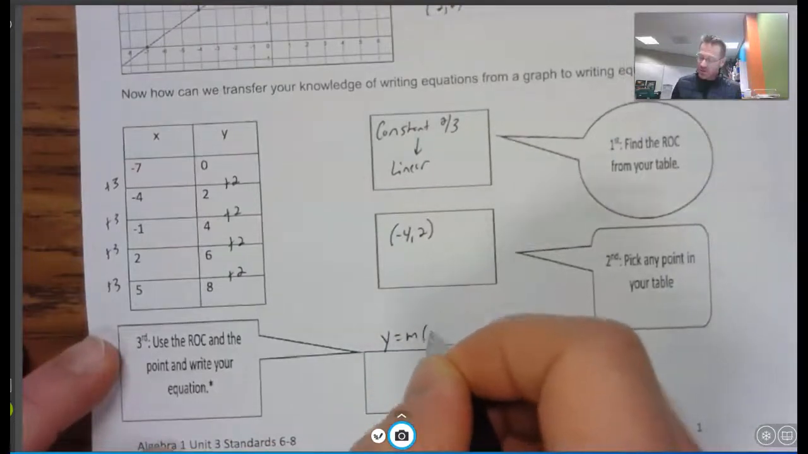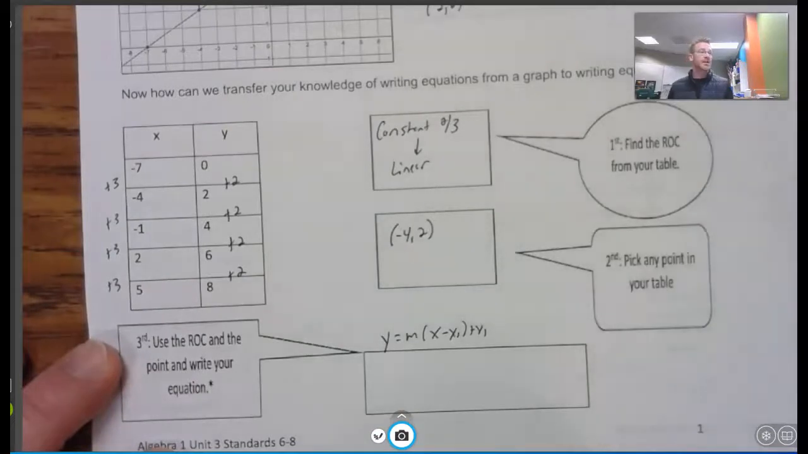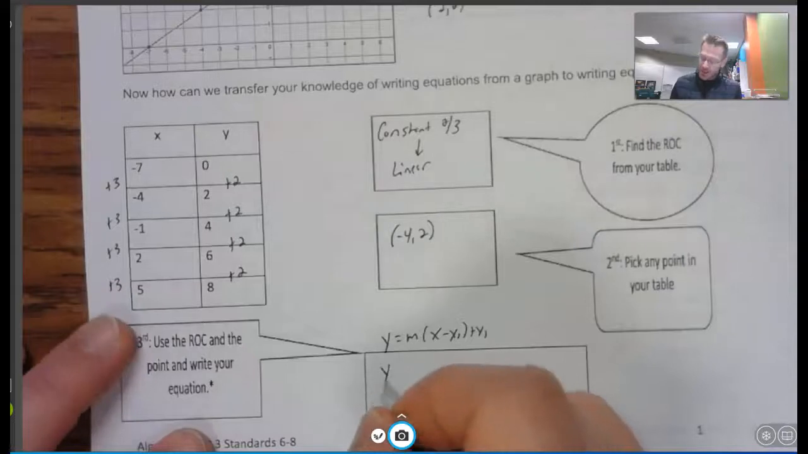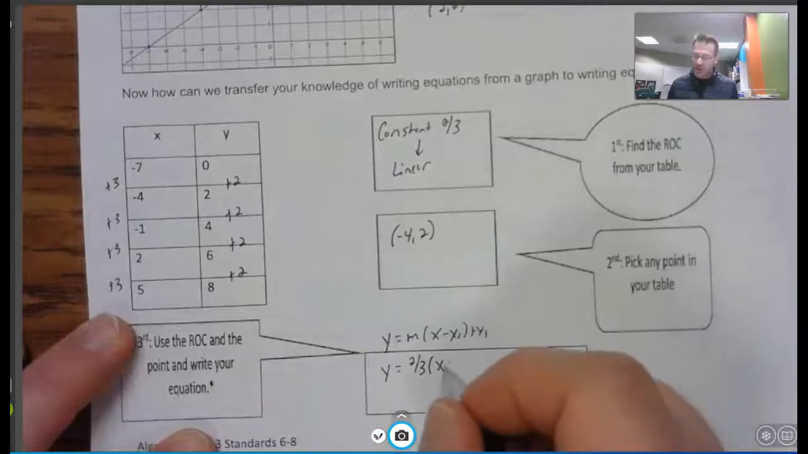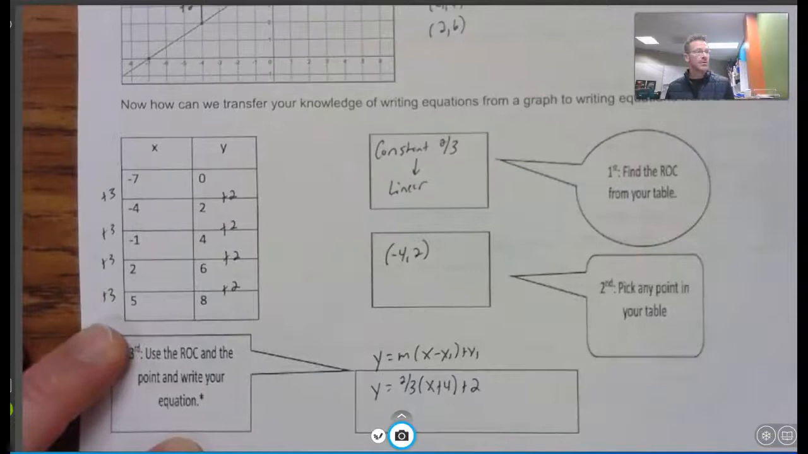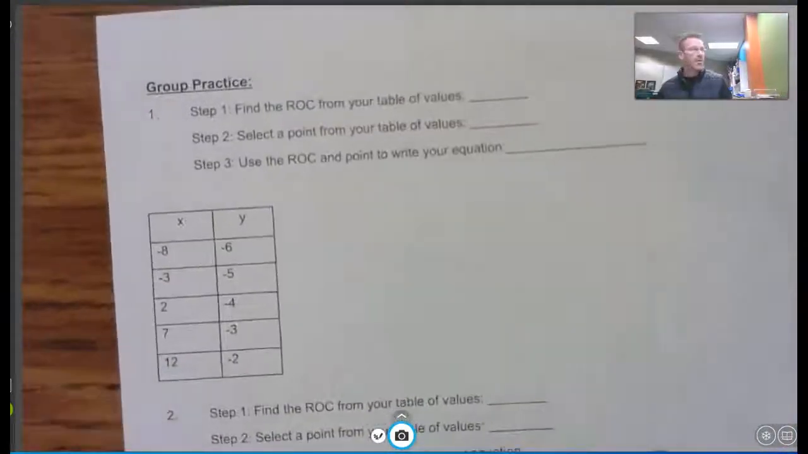So we go back to our blueprint, which hopefully you all have memorized at this point, and if not, get to know that because you will need it to be memorized. And I take this information and I plug it in. So y equals 2/3, and then x minus -4 becomes x plus 4, and then plus 2. And there's our equation. So it's the same process of what we've just completed in Unit 2, but we just have to find that information in the table versus finding it in our graph. All right, let's flip the page and let's do this in steps together.